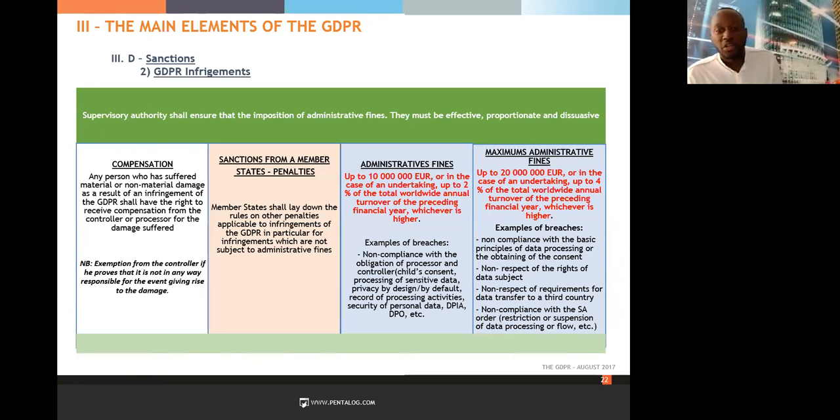Examples of breaches: non-compliance with the basic principles of data processing or the obtaining of consent, non-respect of the rights of data subjects, non-respect of the requirements for data transfer to a third country, non-compliance with the supervisory authority's order, like restriction or suspension of data processing or flow, etc.